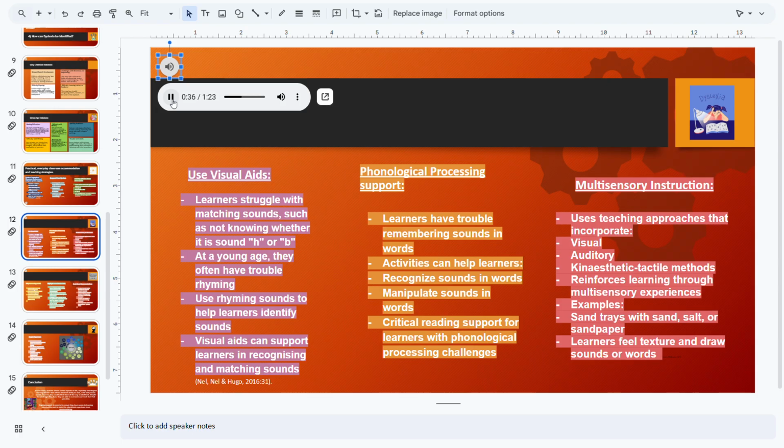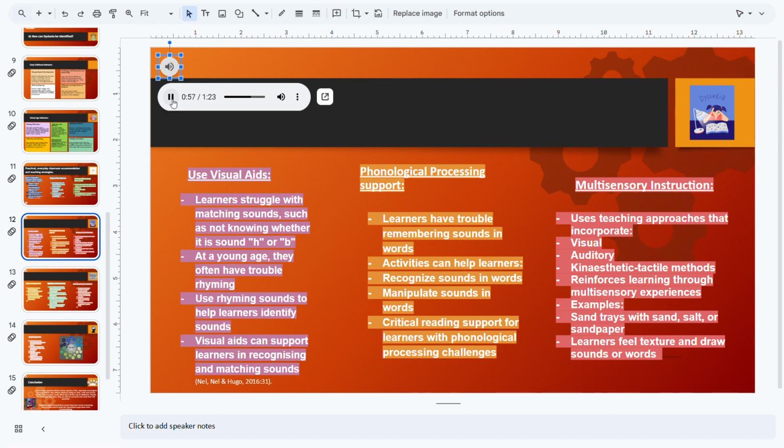Phonological processing support. They have trouble remembering, so we can have activities that help learners recognize and manipulate sounds in words. However, this can be very critical for reading for a learner. Reading support for learners with phonological processing difficulties is a very big challenge.